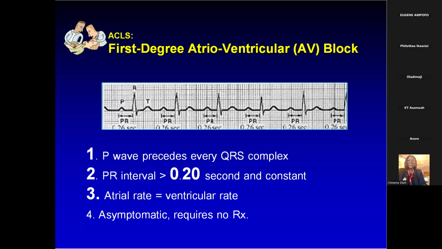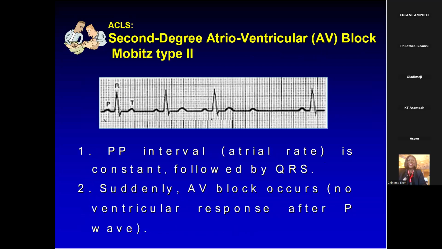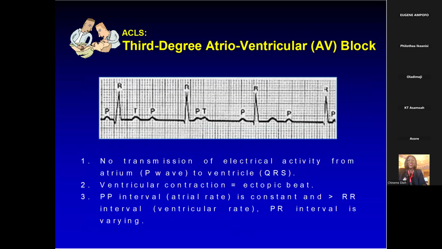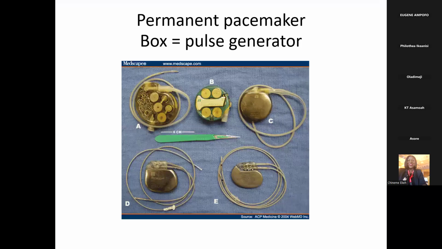So in AV nodal disease, pacemakers are actually indicated when the patient is in second degree AV block, high grade AV block, or complete heart block. We all know the different types of second degree AV blocks and the different ECG features of the AV blocks. So pacemakers will be indicated when it's second degree Mobitz type 2, high grade AV block, or complete heart block. We also know pacemakers can be temporary or permanent.